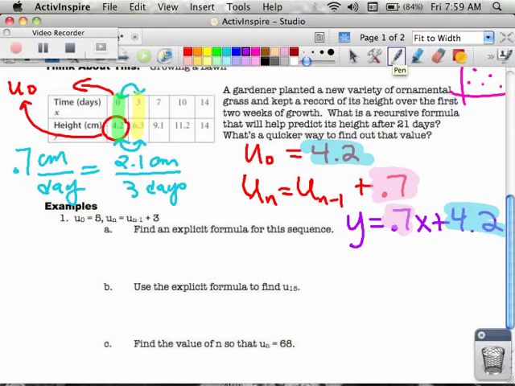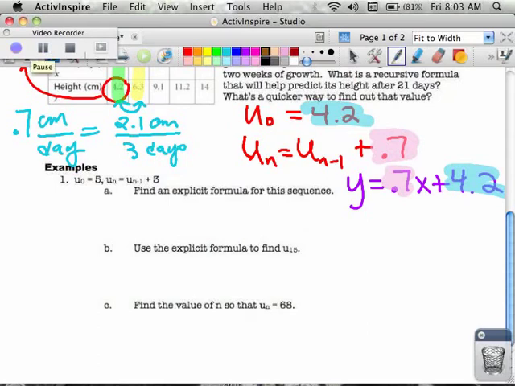That's kind of the big idea for today. This is the most important concept. That when we've been working with recursive formulas, whatever you start at, that's your y-intercept. Whatever you're increasing by or decreasing by, that's your slope. So if you get recursive formulas, you can always change them into explicit formulas. Questions about that?